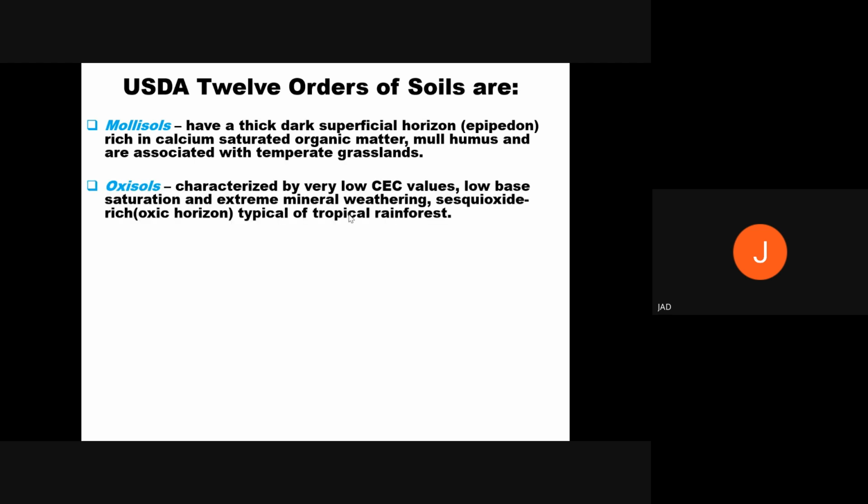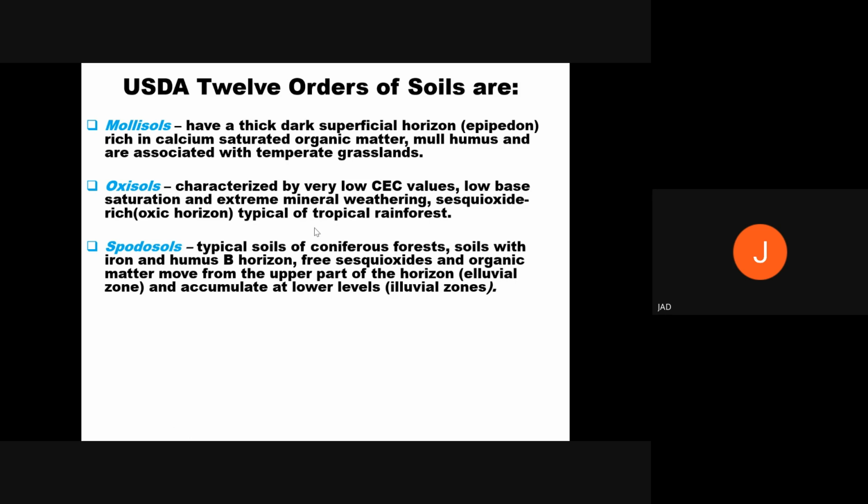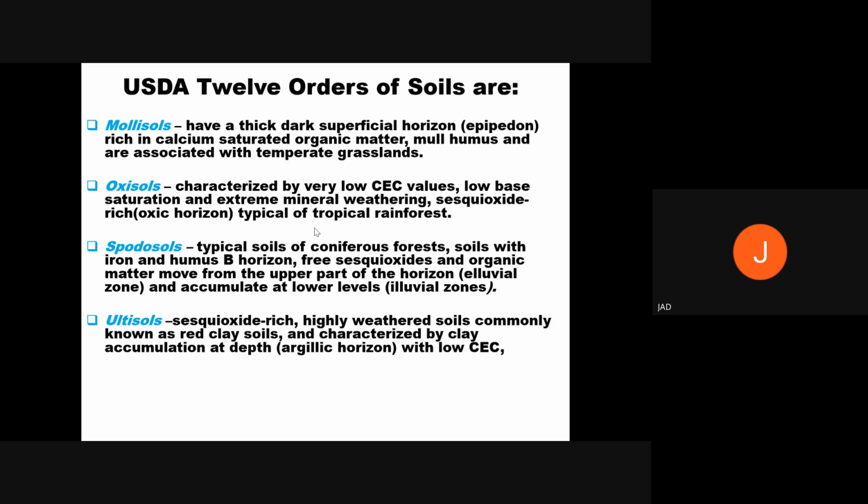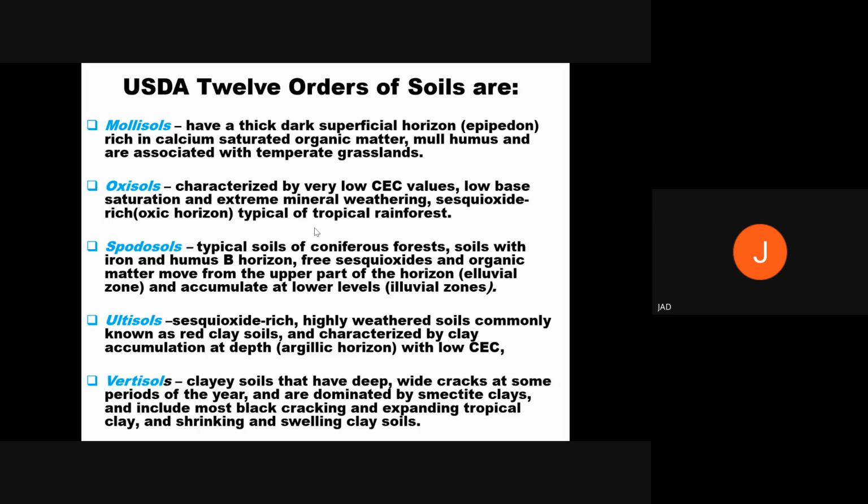So they also have the oxisols. They are characterized by low cation exchange capacity, low base saturation and extreme mineral weathering. So these are the attributes. Then we have the spodosols, a typical soil of coniferous forest. So where you have conifers, there's a likelihood that you come across spodosols. Then alfisols and the vertisols.